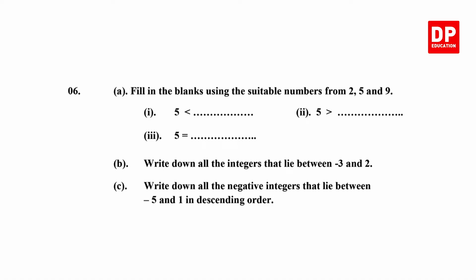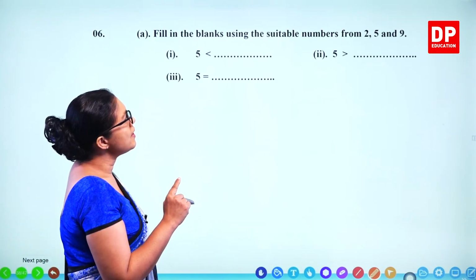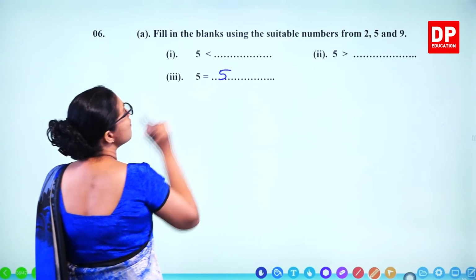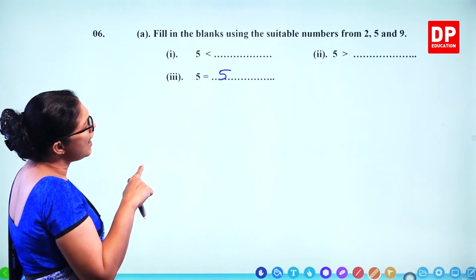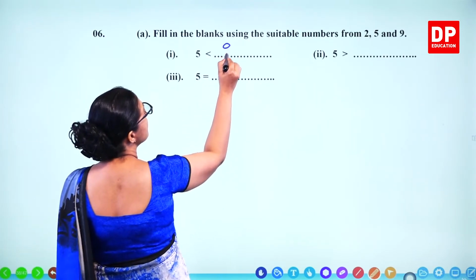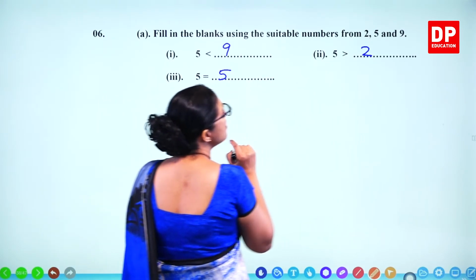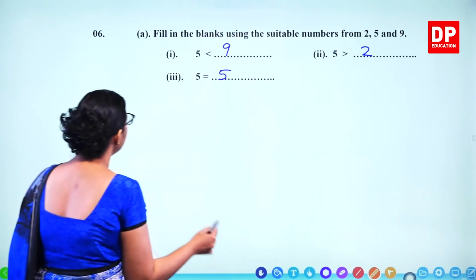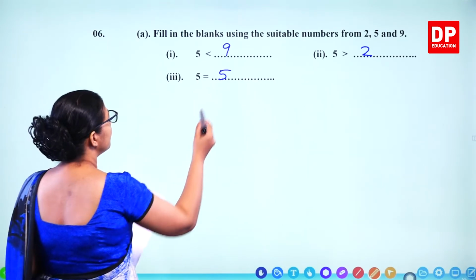Question number 6. Let's do separately. You get 3 parts. Fill in the blanks using the suitable numbers from 2, 5, 9. Here 5 is equal, that means 5 is there. 5 is equal to 5. 5 is less than 9. 9 is bigger. 5 is greater than 2. So how many marks? You are getting 3 marks, 1 each.